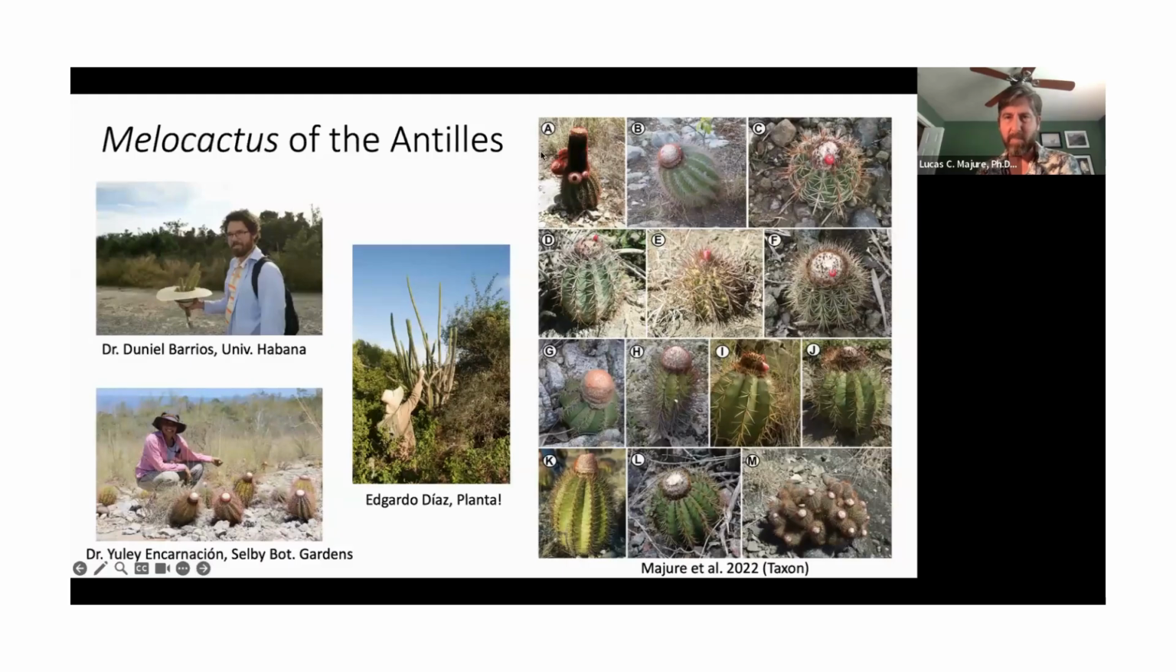So look at A and B. We can see two taxa that look quite a lot alike. A is Melocactus intortus, which is really widespread throughout the Lesser Antilles, makes it into Puerto Rico and the Bahamas.